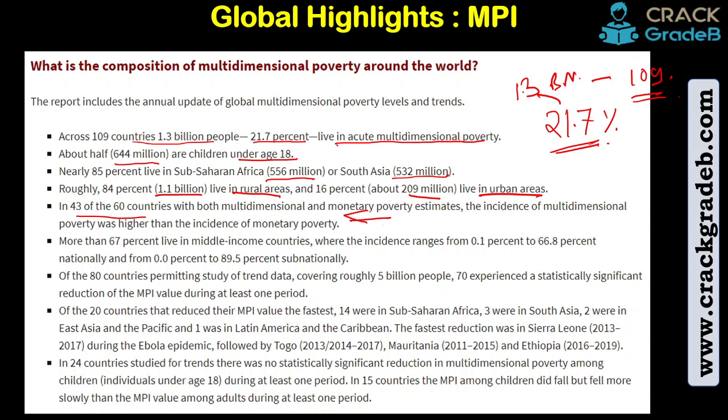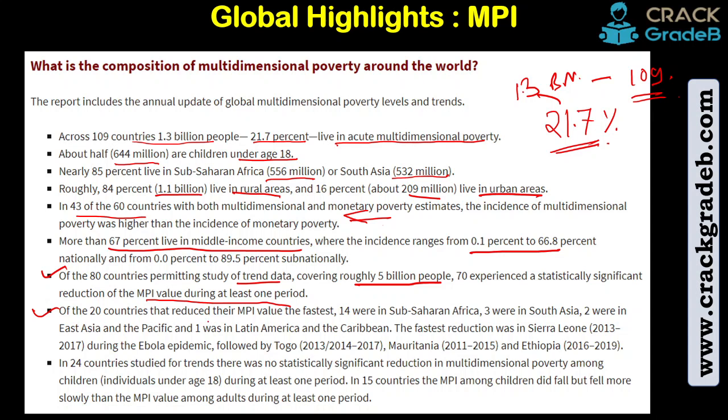Then more than 67% live in middle income countries, where the incidence ranges from 0.1% to 68%. So not that important. 67% in middle income countries. Out of the 80 countries permitting study of trend data covering roughly 5 billion people, 70% experienced a statistically significant reduction of MPI value during at least one period. So that's something very good in the report.